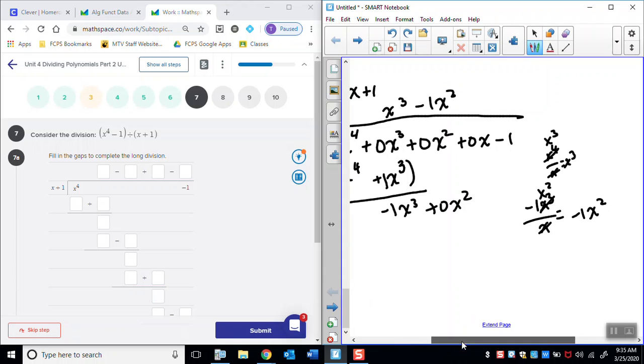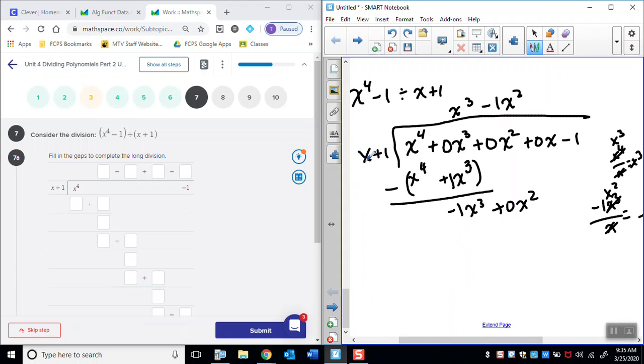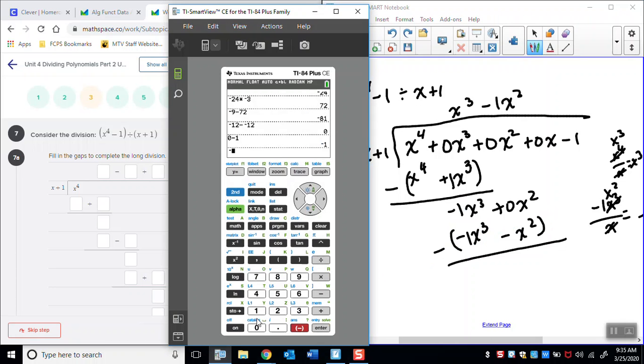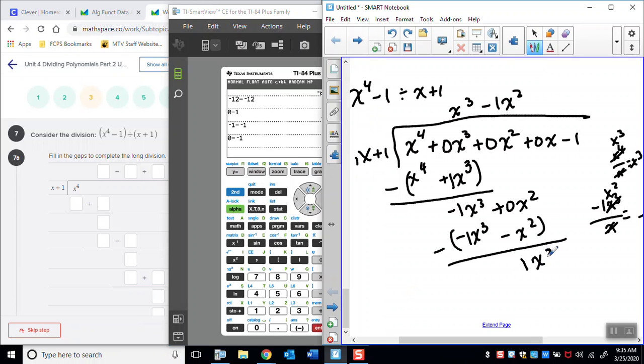And then you multiply it back out. Negative 1 times positive 1, that is negative 1x cubed. And then negative 1 times 1 is negative x squared. Okay, we're going to subtract these two out. So negative 1 minus negative 1. I know it's getting confusing here, but just hang in there. Negative 1 minus negative 1 is 0. So that's zeroed out. And then 0 minus negative 1, the sign just changes to positive 1x squared.